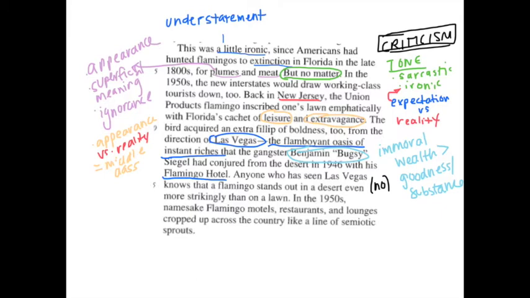And finally, she has this string, and again, this is something to look out for: repetition of phrases, of words, of letters. So she says, "the flamingo motels, restaurants, lounges, cropped up across the country like a line of semiotic sprouts." And I see this repetition, motels, restaurants, lounges, and to me that string shows that the device is the repetition, and the meaning here would be that this pink flamingo has become ubiquitous.